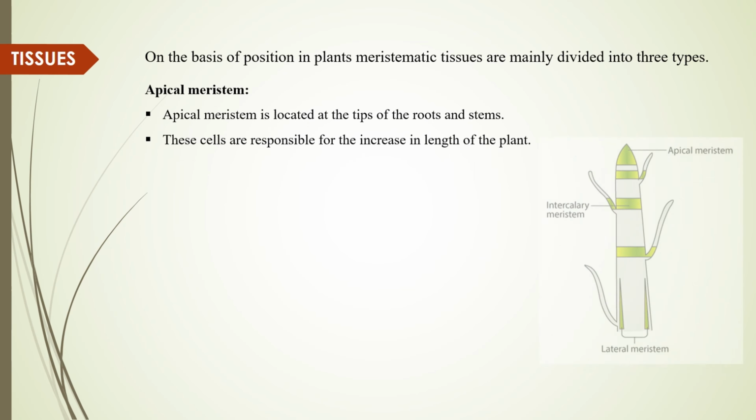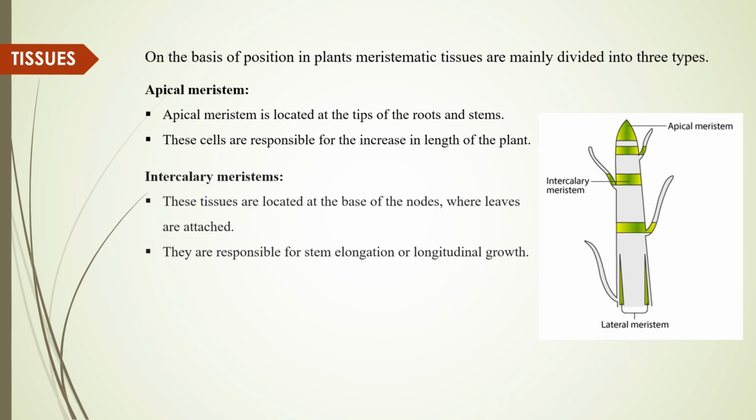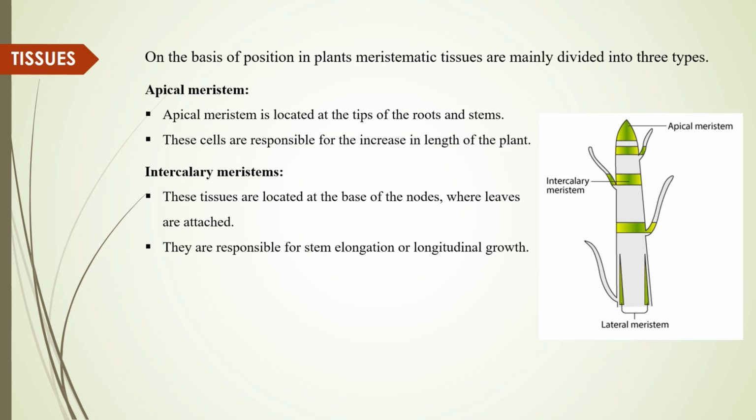First one is apical meristem. Apical meristem is located at the tips of the roots and stems. These cells are responsible for the increase in length of the plant. Second one is intercalary meristem. These tissues are located at the base of the nodes where leaves are attached. They are responsible for stem elongation or longitudinal growth.